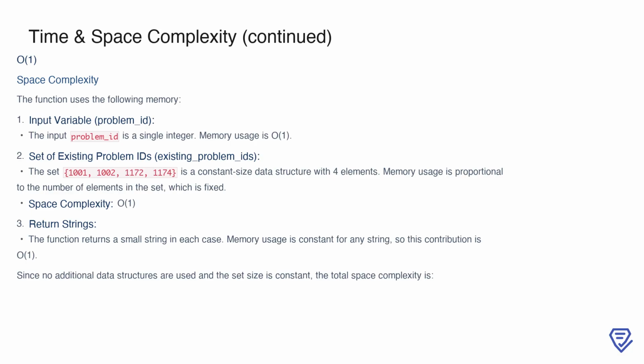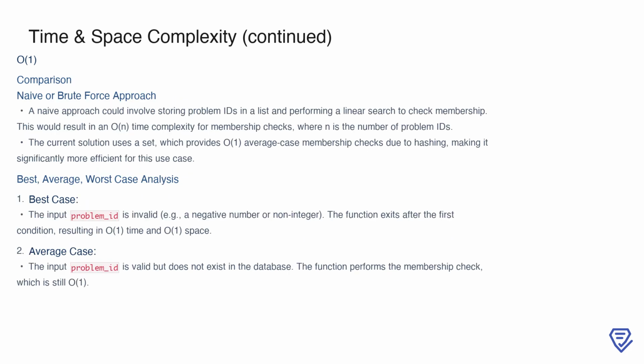Lastly, the return statements produce small strings, and the memory required for these strings is constant regardless of the input size. With no additional data structures being created and the memory usage of the set fixed, the total space complexity of the function is also O(1). To understand the efficiency of this approach, let's compare it with a naive solution.